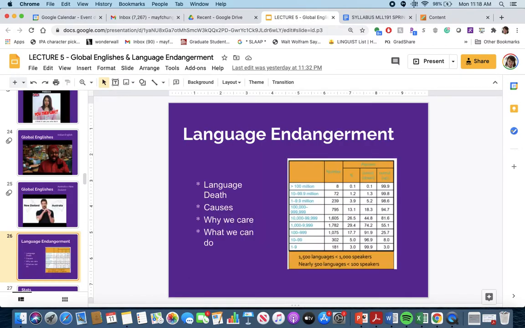So let's talk a little bit about language endangerment. Language death occurs very frequently. One language dies every 2 weeks, and I would claim that a lot of it has to do with people not learning their native language and mostly switching to English, right? And so, what are the causes? Why do we care? And then what can we do about it?